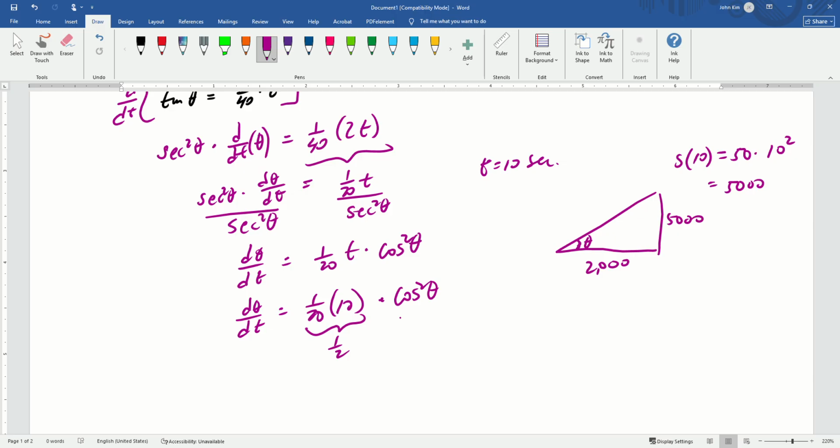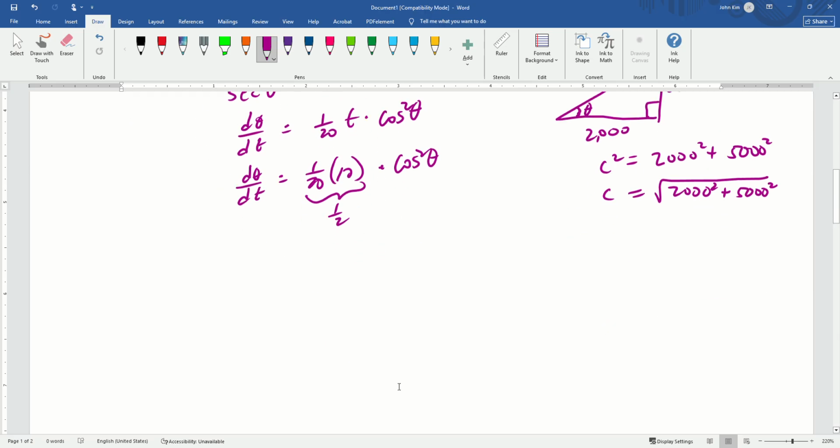Okay, so we're looking for cosine theta. We don't know what the hypotenuse is. So looking at the right triangle right there, c squared equals 2,000 squared plus 5,000 squared. So c is the square root of 2,000 squared plus 5,000 squared.